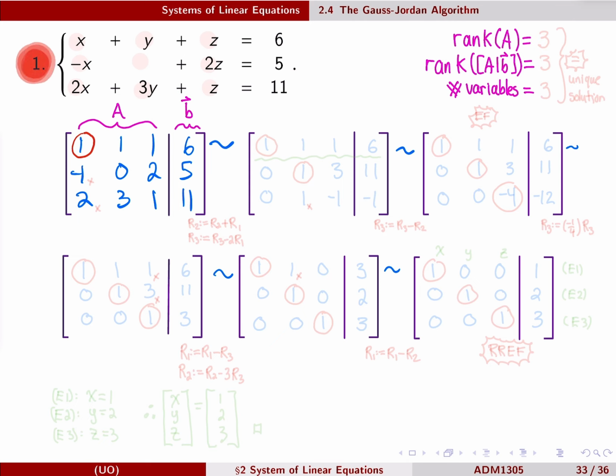So the first thing that you do when you want to solve a system of linear equations is you associate its augmented matrix. So here, if you read the coefficients for A, you get 1x, 1y, 1z for the first equation, minus 1x, 0y, and 2z for the second one, and you get 2x plus 3y plus 1z for the last equation. And then for the augmented part, if you look at the constant terms, we have 6, 5, and 11.